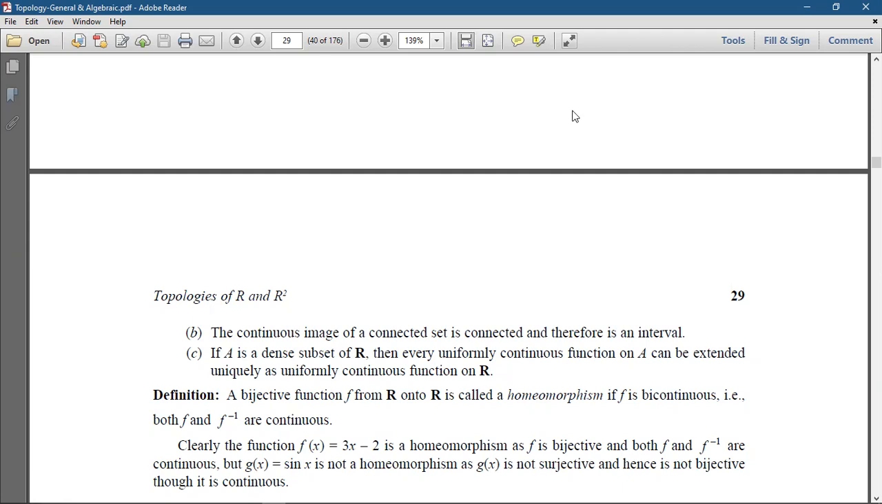In your next class I will discuss the topology on R square. In all these things I discussed topology on R, but in your next class I will discuss topology on R square.